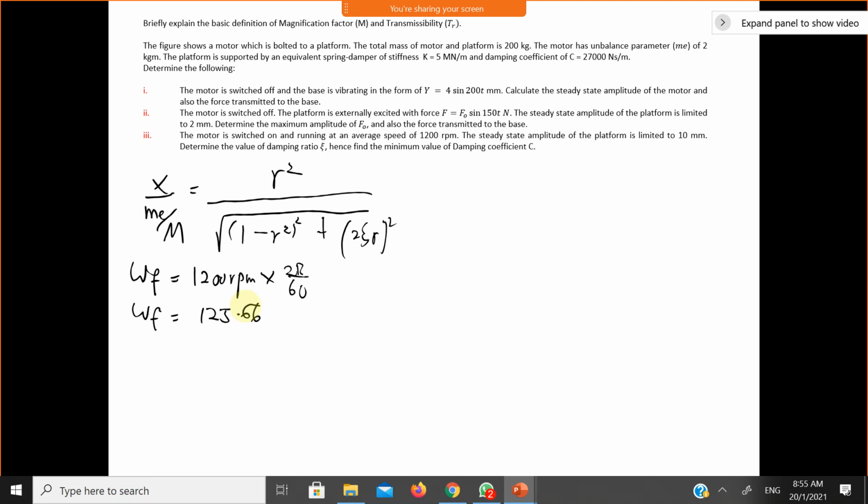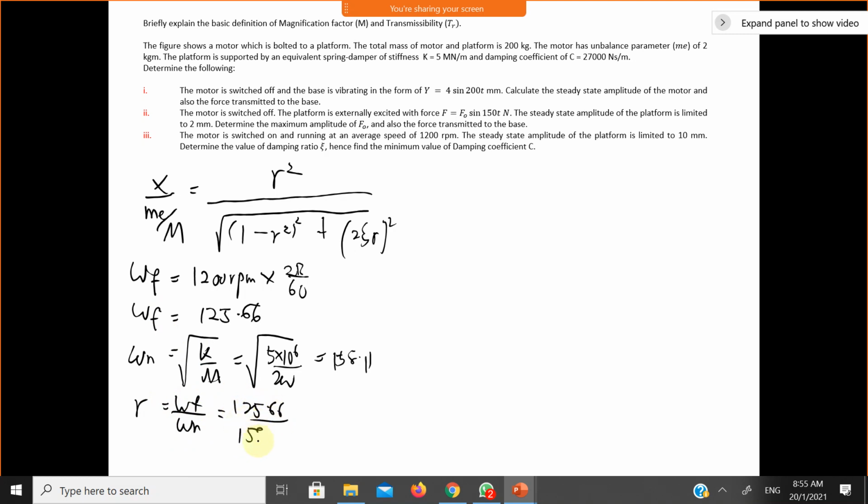125.66. Then from here we can find our omega n. Omega n equals square root of K over M, which is 5 times 10 to the power of 6 over 200. Then R will be omega F over omega n, which is 125.66 divided by 158.11, equals 0.795. So that is our R.